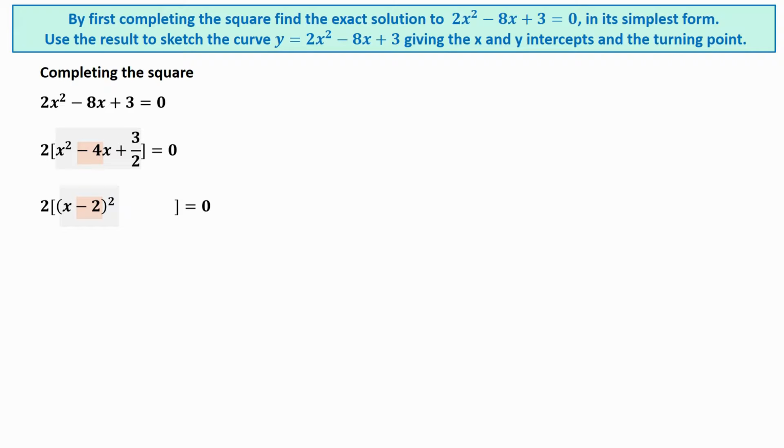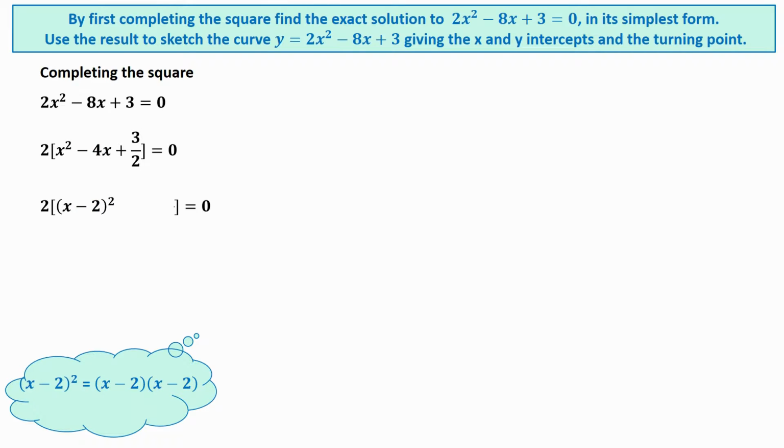To find the square, halve the coefficient of the x term, giving in this case minus 2, to obtain x minus 2 all squared. If you are unsure of the next step, try multiplying out the bracket. Multiplying the first term in each bracket gives x squared. Multiplying the last term, negative 2 times negative 2, gives 4. The 2 inner terms multiplied give negative 2x. And the 2 outer terms give negative 2x. And adding the terms in x gives negative 4x.